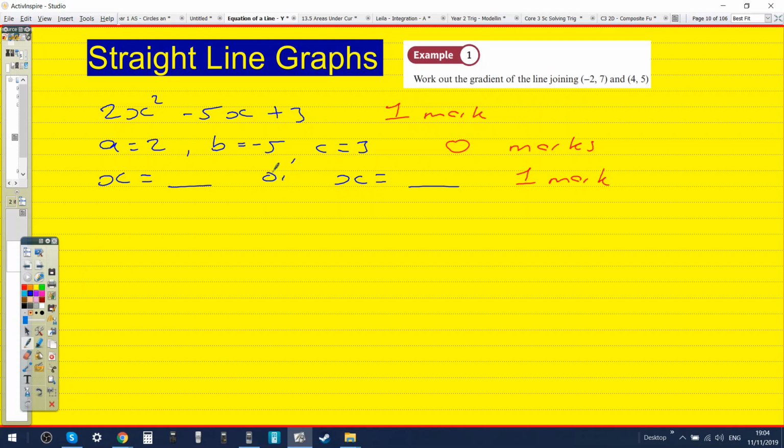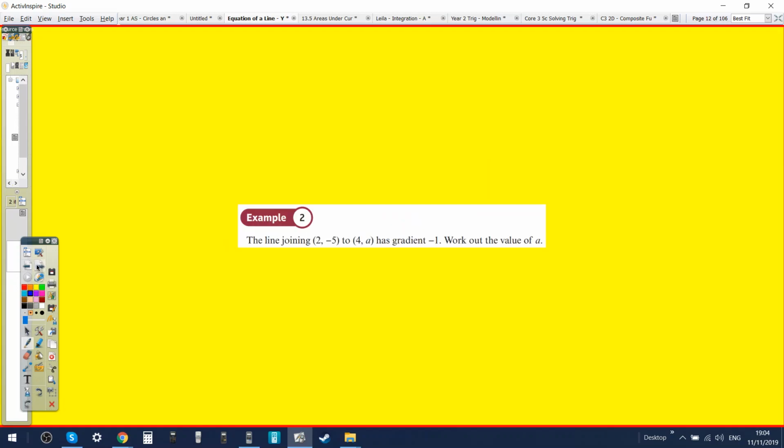Okay, let's see what you remember. Gradient of this line. How do you get it? We'll have to do 5 minus 7 over 4 minus 2. Yeah, that goes in the calculator. You get the answer. How about this?